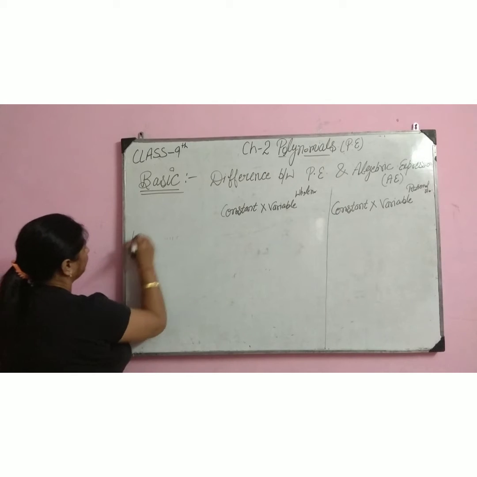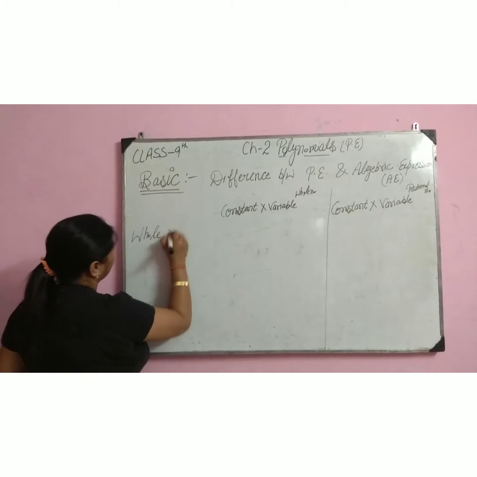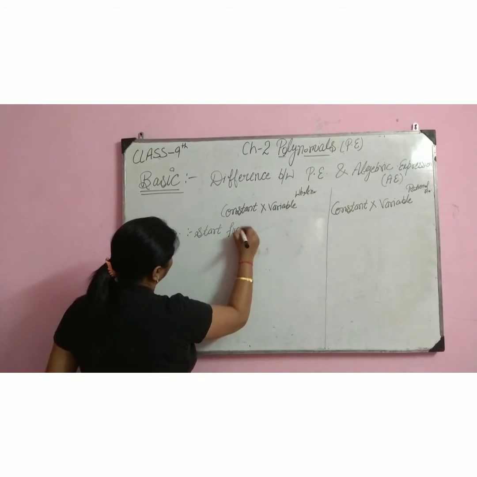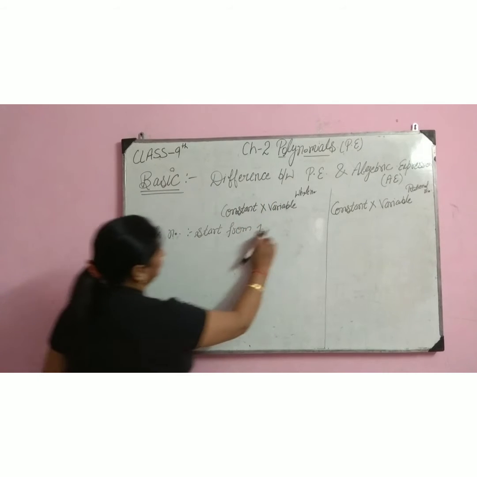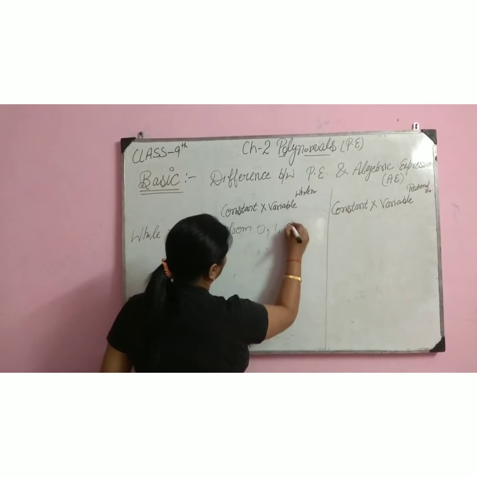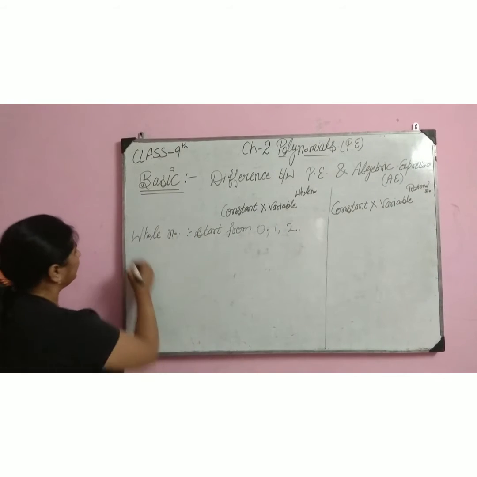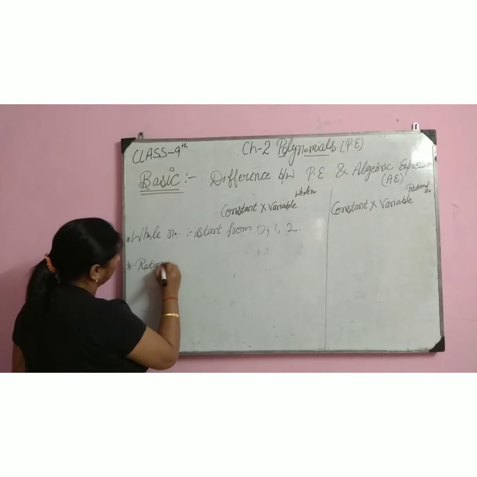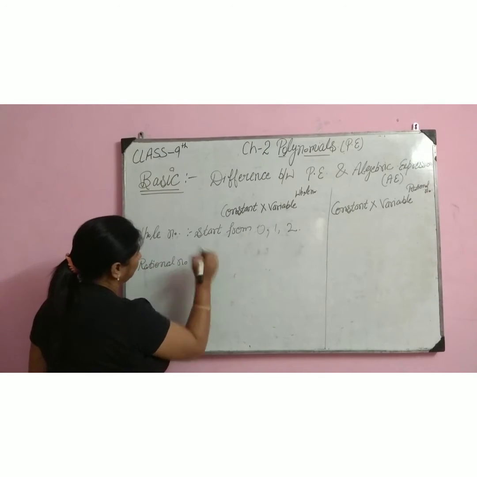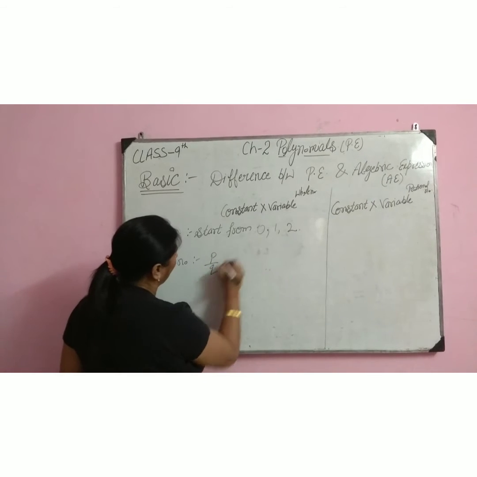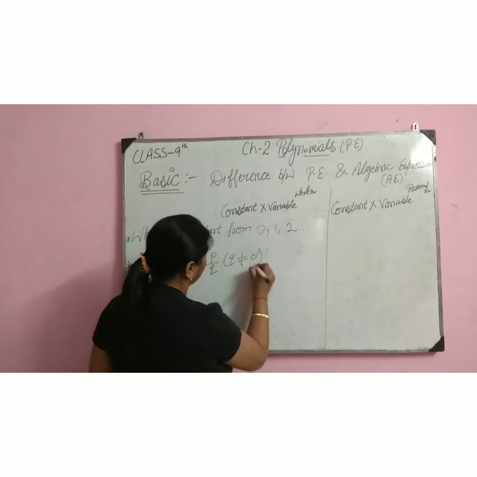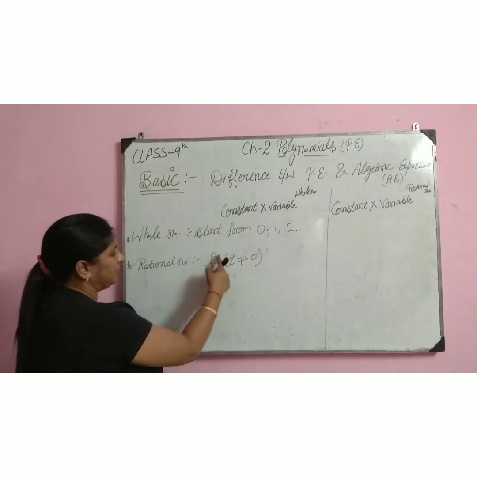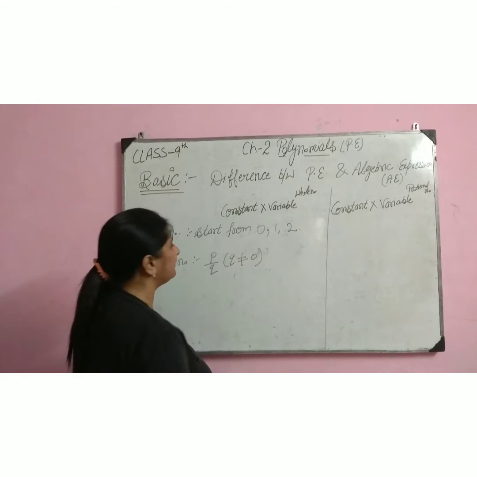Next is whole number. Whole numbers start from 0, 1, 2. And a rational number is in the form P upon Q where Q is not equal to 0. I already explained this in chapter 1. What is the meaning of a rational number? P upon Q form where Q is not equal to 0.